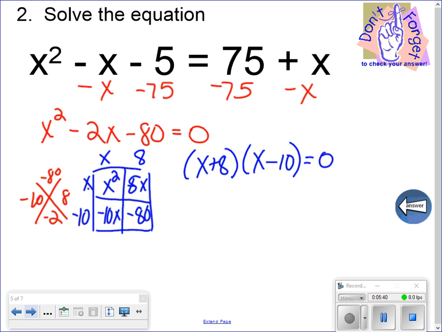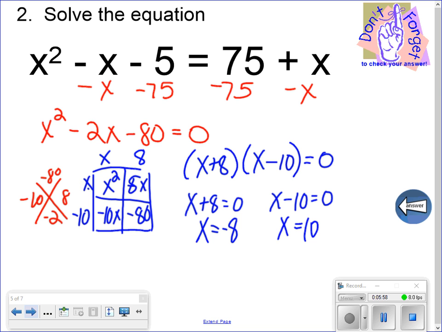So we set each of them equal to 0, so we'll have x plus 8 equals 0, x minus 10 equals 0. In this first equation, I need to subtract 8, so x is equal to negative 8. This next one, we add 10, so x is equal to 10. And our solution would be negative 8 and 10.